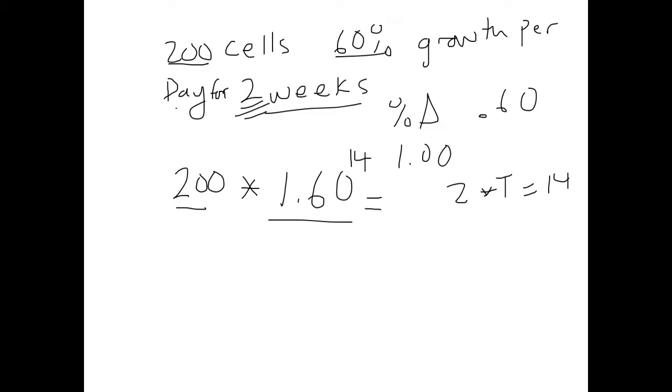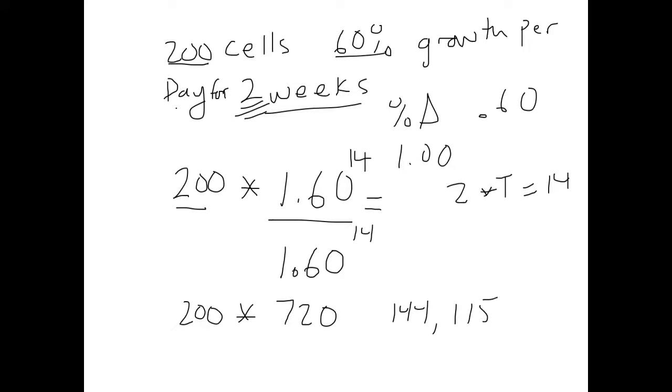Okay, so hopefully you were able to get that. One really surprising fact sometimes when you're doing this is how quickly compounding adds up. If you do 1.6 to the 14th, quite amazingly it winds up being 720. 200 times 720 winds up giving you approximately 144,115 cells. So you can see with a 60% growth rate over time, that would be quite a number of cells in just 2 weeks' time.